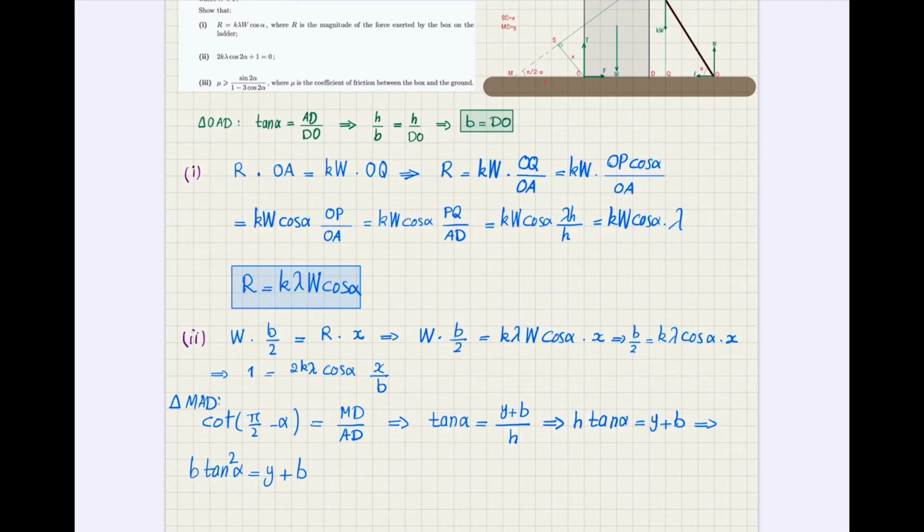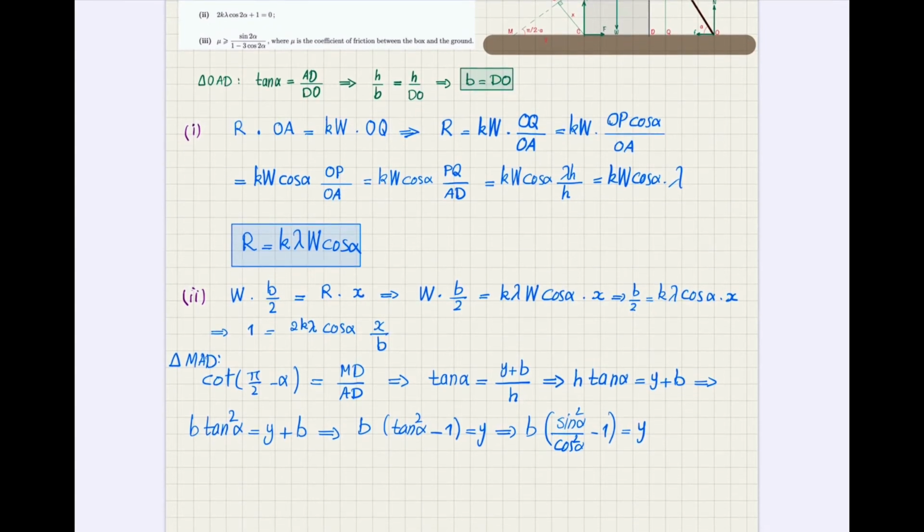Okay, what can I do now? I can move B to the left hand side and factor a B out, so it becomes B times tangent alpha squared minus 1 is equal to Y. Then I can use the formula for tangent squared: B times sine alpha squared over cosine alpha squared minus 1 is equal to Y. And then I can take the common denominator, so it becomes B times sine squared alpha minus cosine squared alpha divided by cosine squared alpha is equal to Y. Yes?